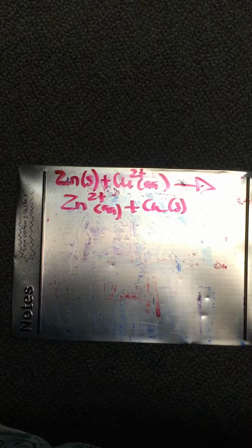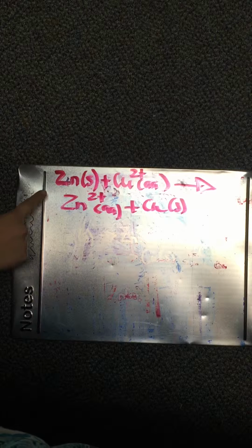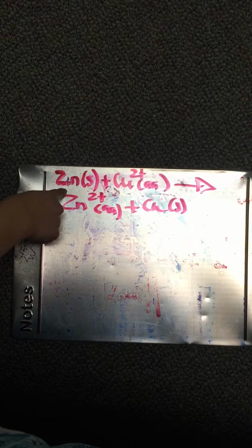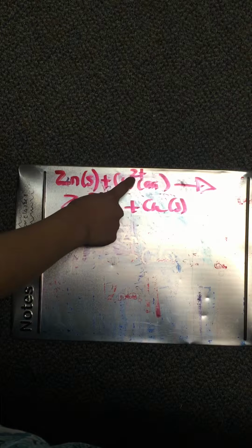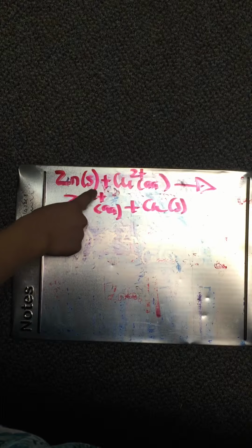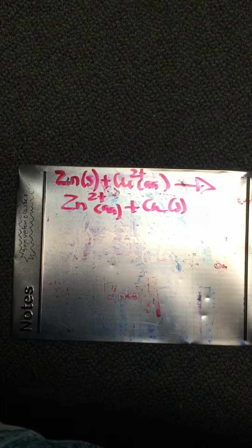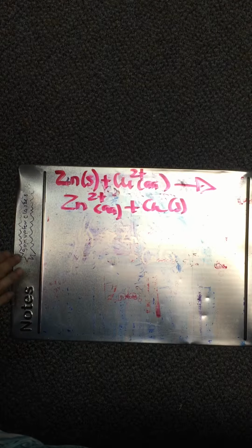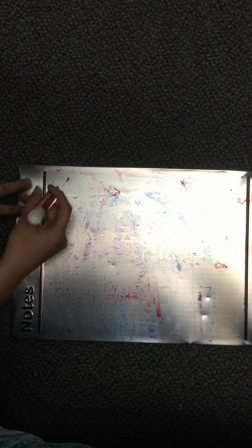Today in class we learned about cell notation, and in the book we use the equation Zn solid plus Cu2+ aqueous goes to Zn2+ aqueous plus Cu solid. Okay, and then after this, now that we have our formula, we can write the cell notation, and we have to find out which one's oxidized and which one's reduced.